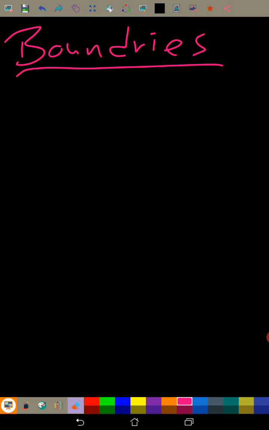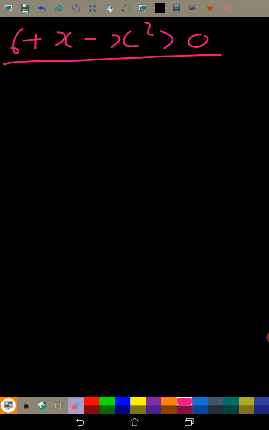Let's do another example quickly for when the curve has a maximum. So I have an inequality here as well. So we're talking about boundaries. Boundaries is just the region. So that's good. So we're going to do another example. I have 6 plus x minus x squared is greater than 0. This is an inequality. We're going to do the same thing. We're going to factorize here to have something greater than 0.